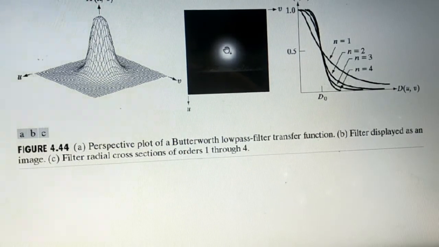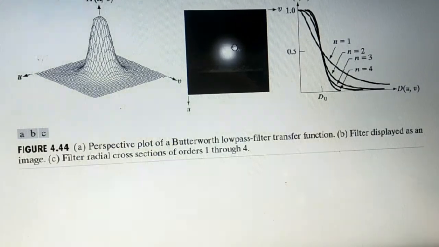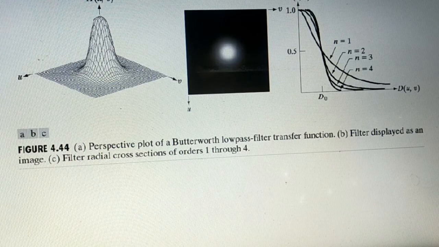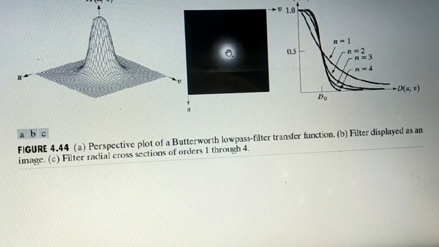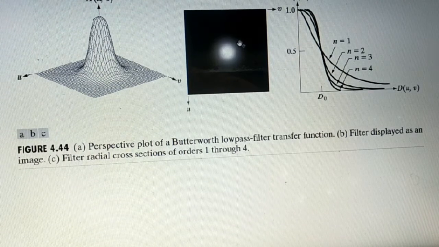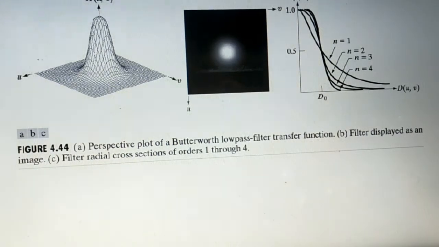So there is no sharp frequency point capital D which we can point out as a cutoff frequency, as was the case with the ideal low pass filter. In this case you cannot locate a decisive frequency point or decisive radial distance capital D, which is a measure of frequency here. So you cannot be very sure about a particular frequency at which you can treat it as a cutoff frequency.